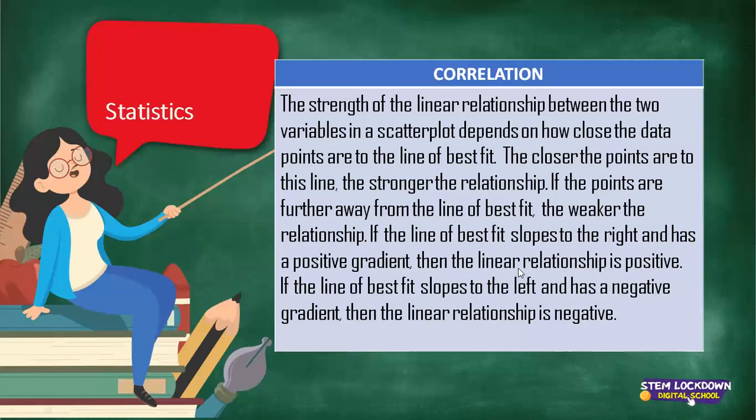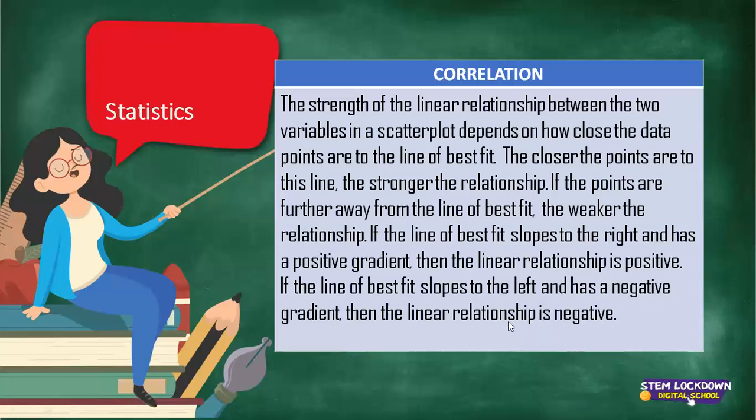Like the example we gave yesterday, if you want to look at the rate of accidents and the number of cars on the road. The more cars on the road, the more busy the road gets, the greater the chance of accidents. So this will show a positive linear relationship, where your line of best fit slopes upward.